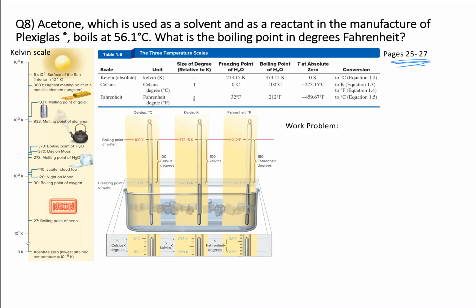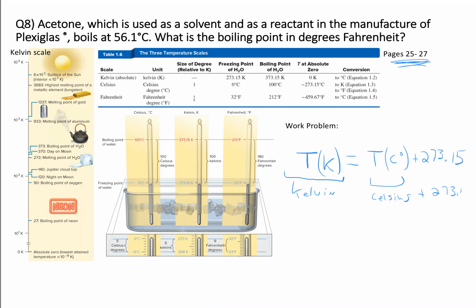Well, I guess one equation to commit to memory that's pretty important is, if you want to convert between Kelvin and Celsius, you can use the following equation to do it. All you need to do is take your Celsius degree and add 273.15, which is our offset to 0. So the Kelvin temperature is equal to the Celsius temperature plus 273.15.